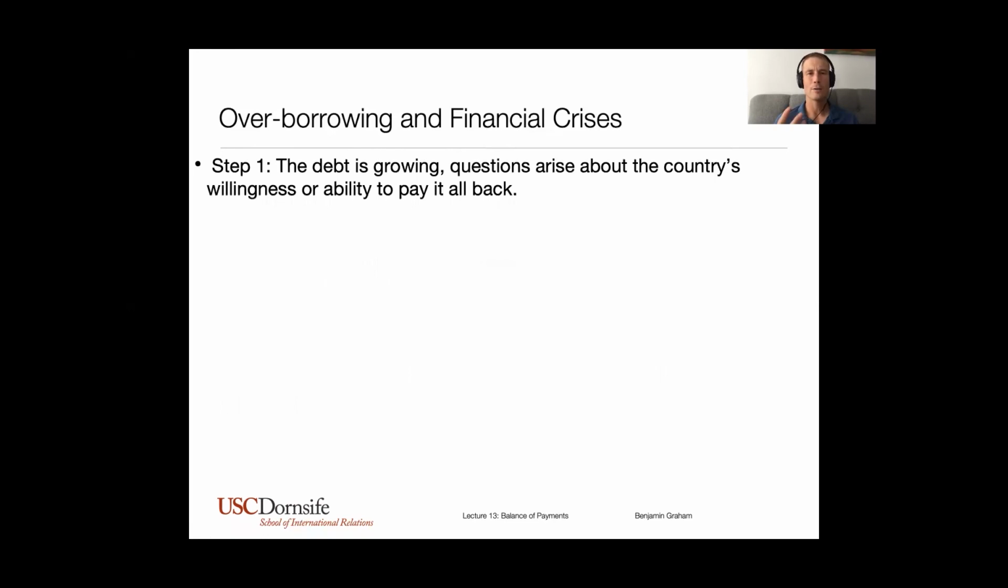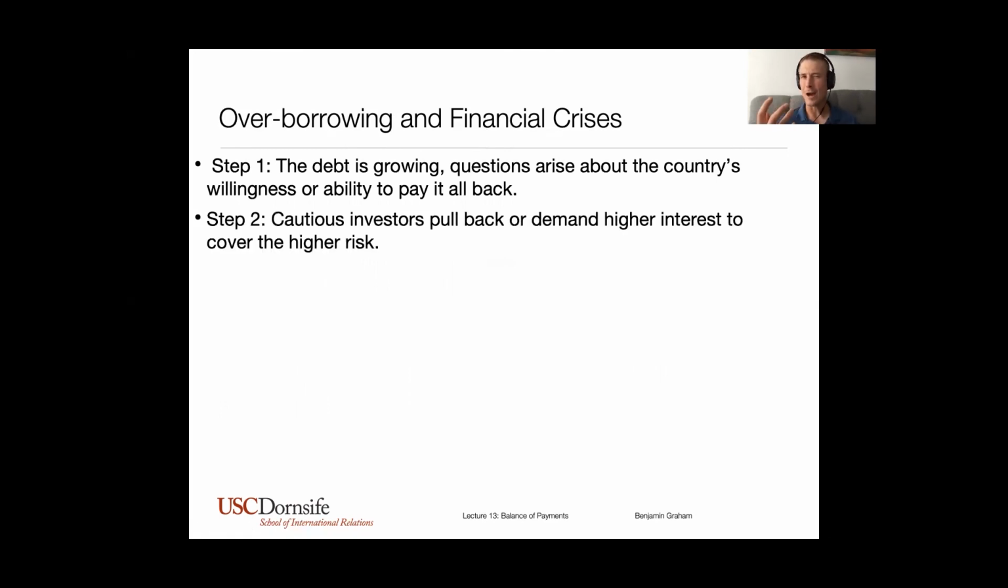So step one, debt is growing, both privately held and or government debt in a particular country is growing. And questions start to arise about whether that country is willing or able to pay all that stuff back. And as people start to doubt that that country is going to be able to pay it all back, then investors get less willing to lend to both citizens and firms in that country and also to that country's government, which means that those citizens and that government have to start paying higher interest rates for their loans. In order to get people to lend to them, they say, you look a little risky. You have to pay a pretty high interest rate to cover my risk. Okay, so the interest rates start going up.